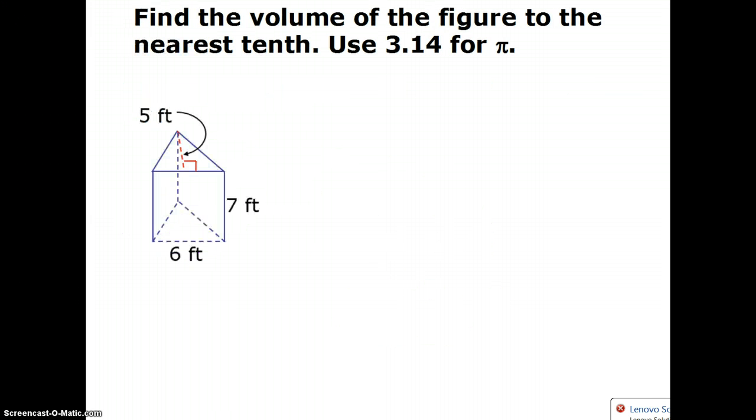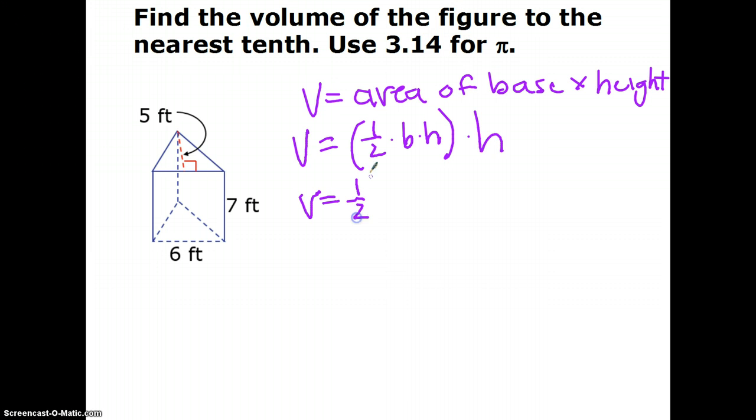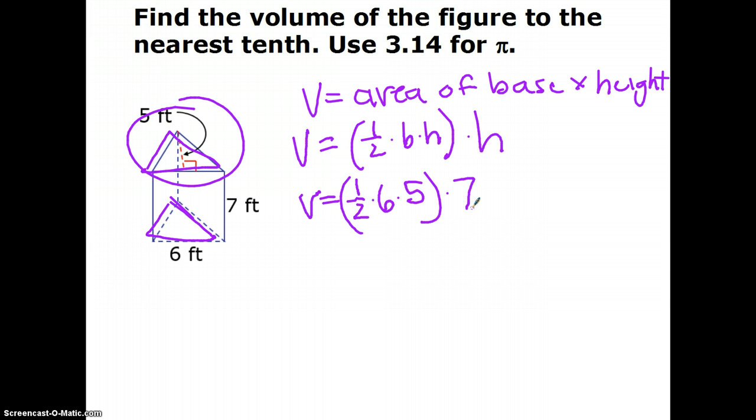All right, next one. We are finding the volume of this triangular prism. So the volume is the area of the base times height. In this case, the area of a triangle is 1/2 times the base times the height. So volume equals 1/2, and I'm using this base, since these triangles are the same, we know the bases are the same in these triangles. So it's 1/2 times 6 times 5, all times the height, which is 7.